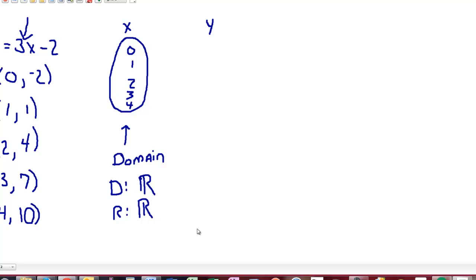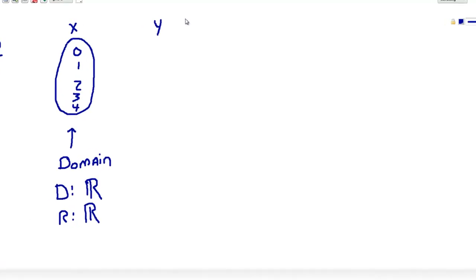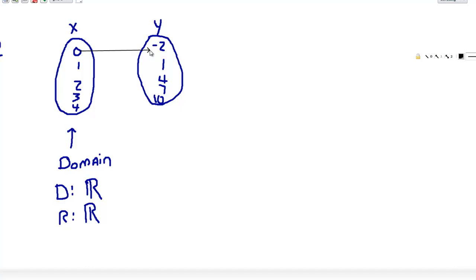Now, that's okay, but say you're doing a mapping and you're just coming up with some points and you don't even have this line and you just came up with just these points. The x values are your domain, the y values are your range. So here we go. And so -2, 1, 4, 7, and 10. And so to map something, you're basically showing what it maps to. You're showing the points. So 0 goes to -2.